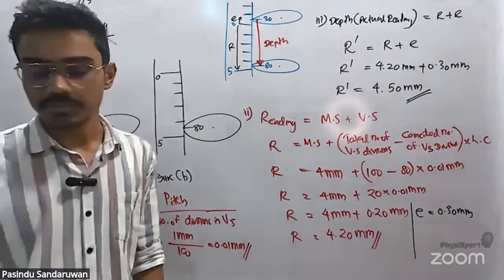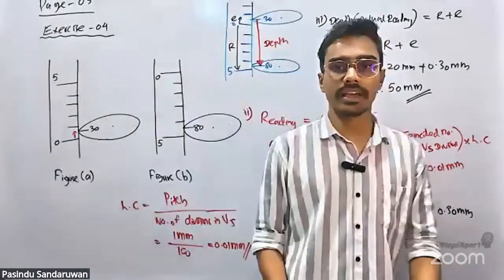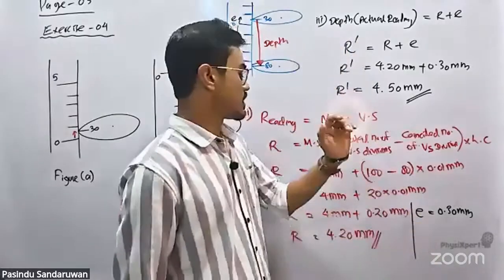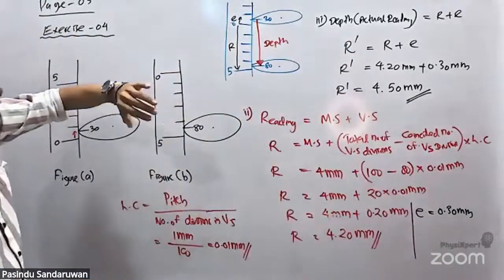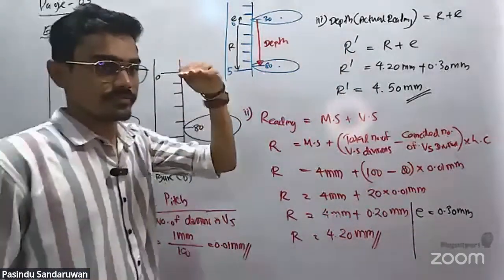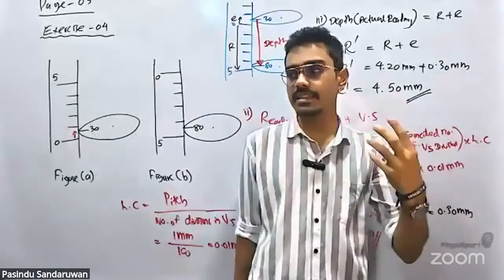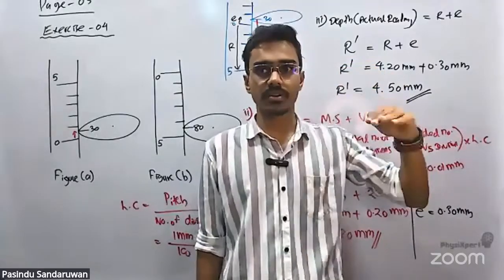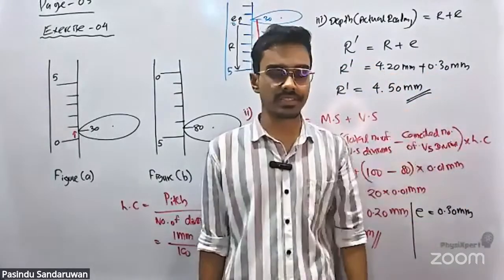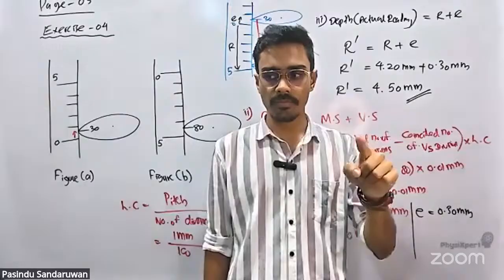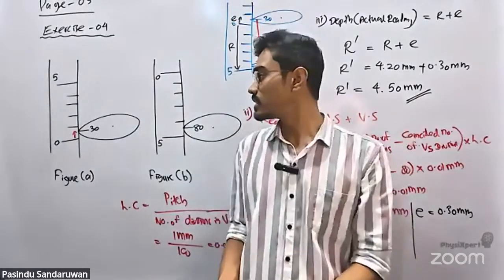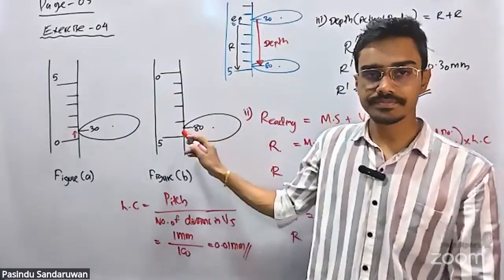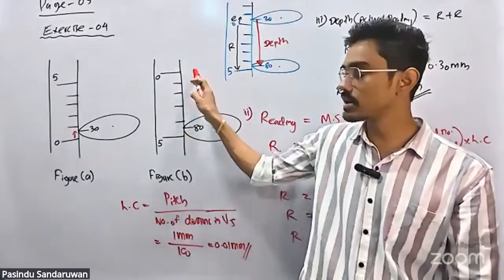So can you explain one more? Okay. Listen again. If the instrument is ideal, if it has no error, it should start from 0. And when it measures depth, ideally it should start from 0 and come down.